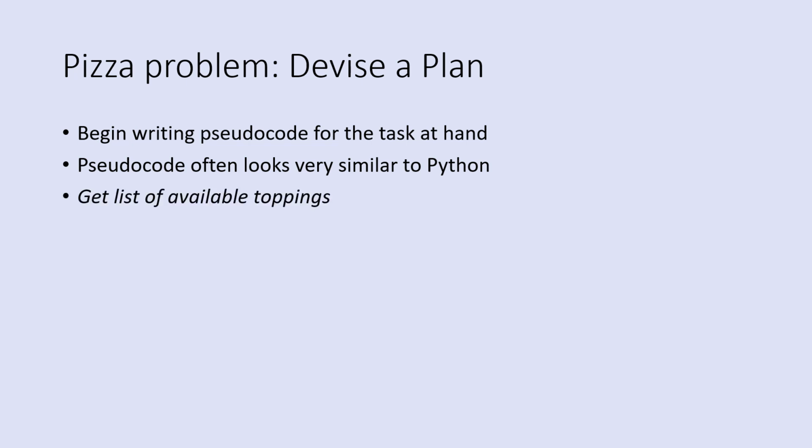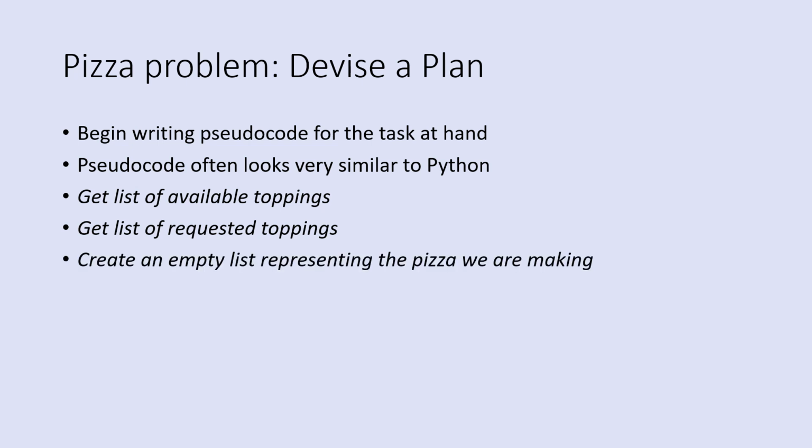So we need to get a list of available toppings. That's our first step. The next step is we need to get a list of requested toppings. These are the two things that we are given at the beginning. And now if we're going to create a pizza, or at least a virtual pizza, we can benefit from creating an empty list that represents the pizza that we are making.